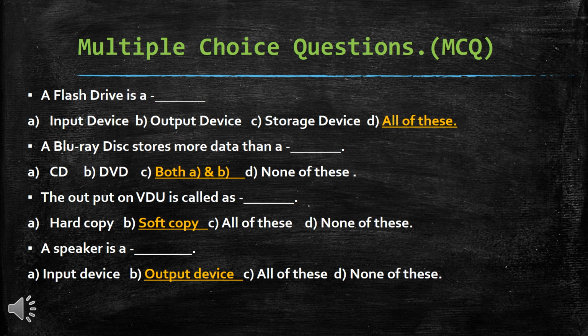The output on VDU is called as dash. Hard copy, soft copy, all of this, none of this. The answer is soft copy. Students, don't get confused. The output from the printer is called as hard copy, and the output on a VDU, that is visual display unit, that is your monitor, is called as soft copy. A speaker is a dash. Input device, all of this, output device, none of this. The answer is the output device.